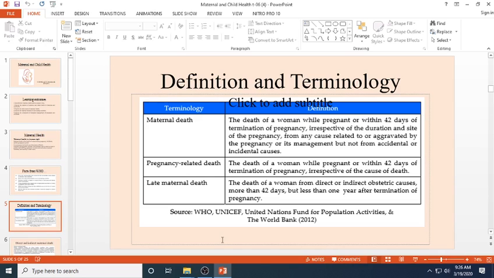What is pregnancy related death? Pregnancy related death is the death of a woman while pregnant or within 42 days of termination of pregnancy, irrespective of the cause of death. Late maternal death is the death of a woman from direct or indirect obstetric causes more than 42 days but less than 1 year after termination of pregnancy. So these are the most important definitions that you should know.